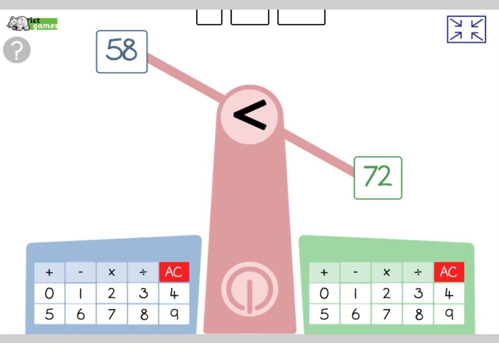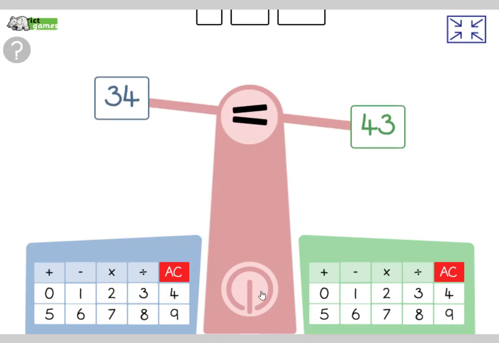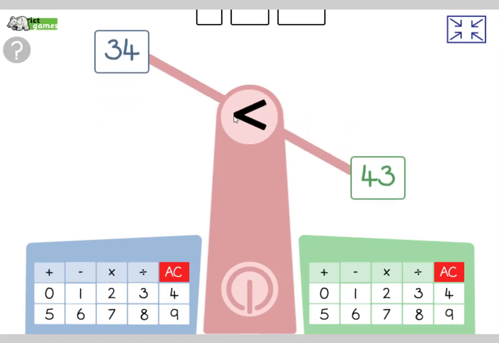Let's try another one. We've got 34, we've got 43. I haven't switched it on yet. It would be better if this symbol wasn't showing. Now that's incorrect, that's not the right symbol. They're not equal. Pause the video, write that out with the correct symbol there. Well done, guys. Let's have a look. Is 34 less than or more than 43? 34 is less than, is fewer than 43.